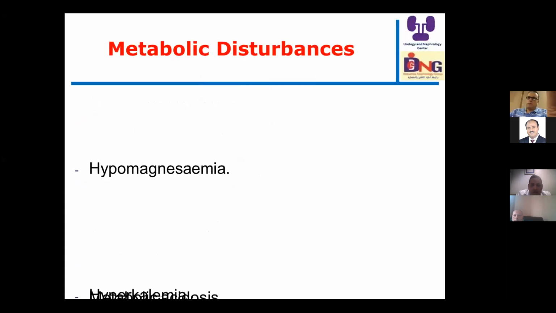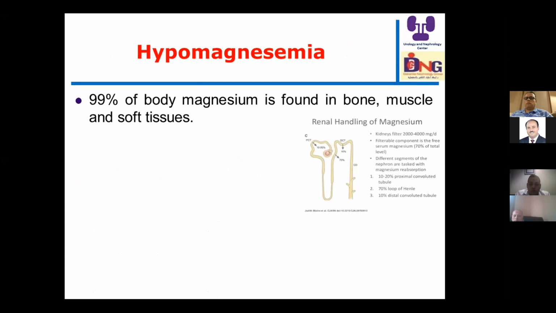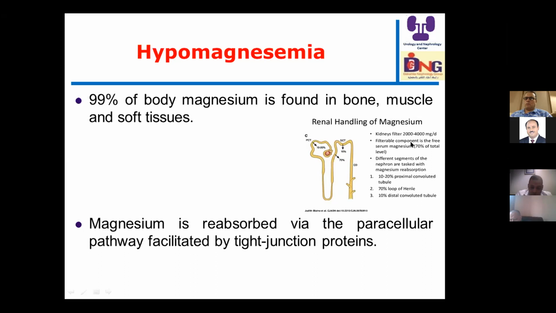The third and last of the metabolic disturbances we'll face today in our agenda is hypomagnesemia. 99% of body magnesium is present in bone, muscle, and soft tissue. How can the kidney handle magnesium? Magnesium filtered per day is around 2,000 milligram per day, and from this, 10 to 20% is reabsorbed in the proximal convoluted tubule. The main site of reabsorption of magnesium is the loop of Henle, which is 70%, and the remaining 10% is reabsorbed from the distal convoluted tubule.